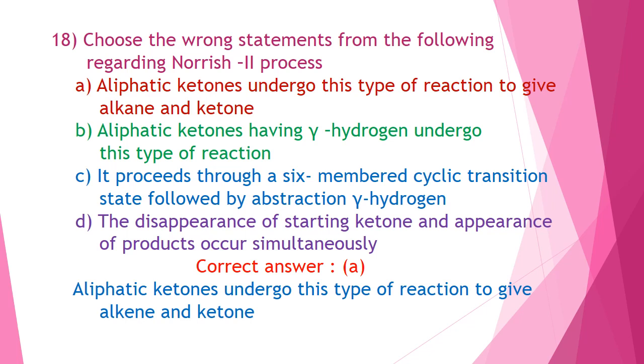And the next important key points regarding the Norrish 2 type process. B. The aliphatic ketones having gamma hydrogen undergo this type of reaction. C. It proceeds through a 6-membered cyclic transition state followed by the abstraction of gamma hydrogen. D. The disappearance of starting ketone and appearance of the products are simultaneous. Therefore, the points B, C, D are the key points of the Norrish 2 type process.